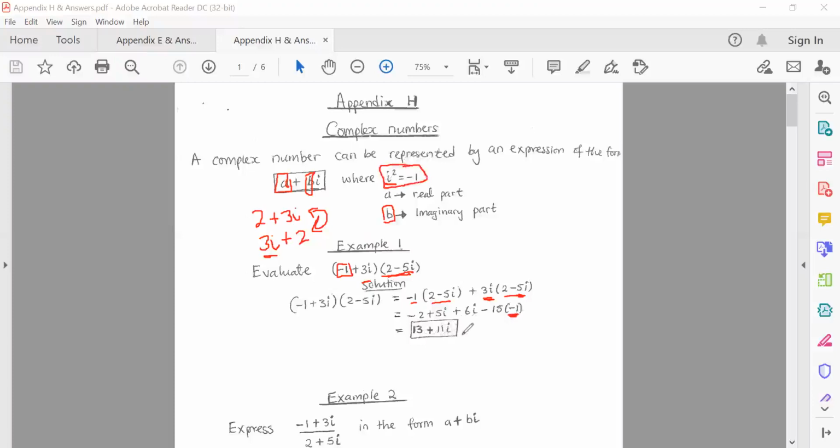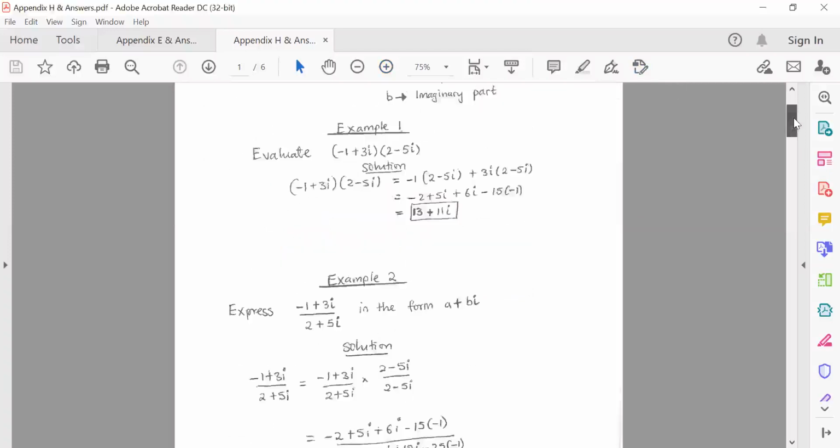If you choose to write it as 11i plus 13, that is fine. I'll still give you your mark. But please don't get confused if I switch these two around. So I write it as 11i plus 13. All right, it doesn't change anything. All right, let's move to example 2.